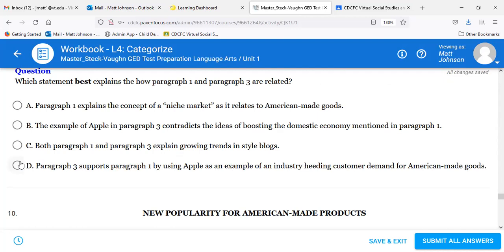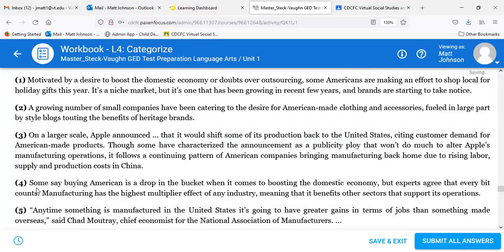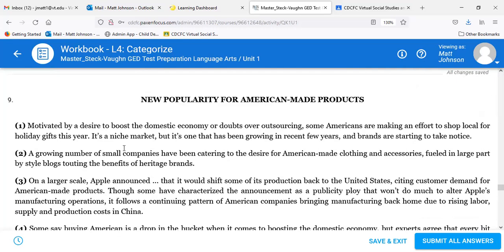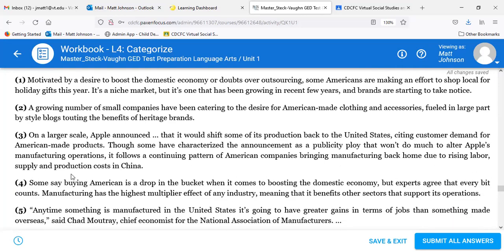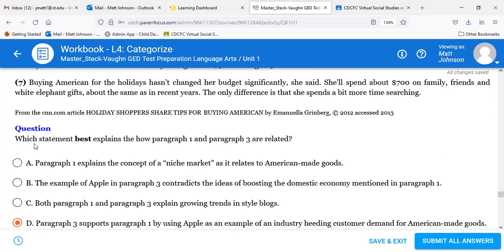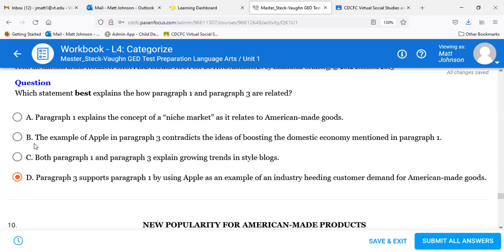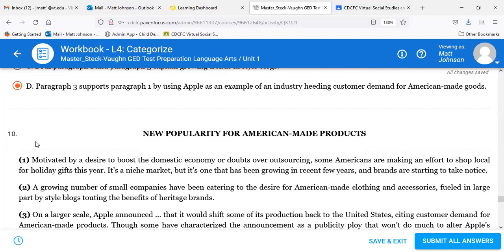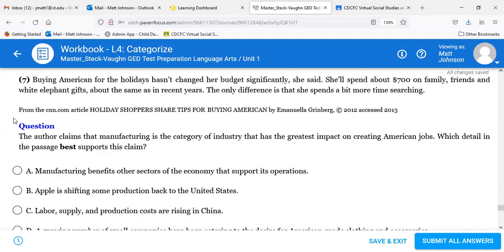Paragraph three supports paragraph one. So it's saying here, on a larger scale, Apple announced that it's shifting production back to the United States. So here in paragraph one, motivated by a desire to boost the domestic economy or doubts of resource outsourcing, Americans are making efforts. So Apple is trying to get back into American manufacturing because Americans are looking more for American-made goods. But then it does give that caveat that, even though it's bringing back some of its manufacturing, most of it is still produced overseas.